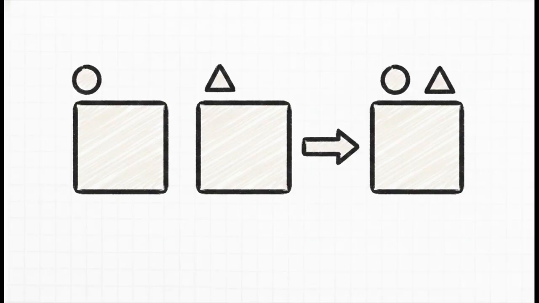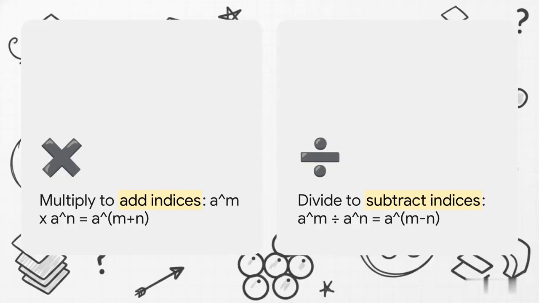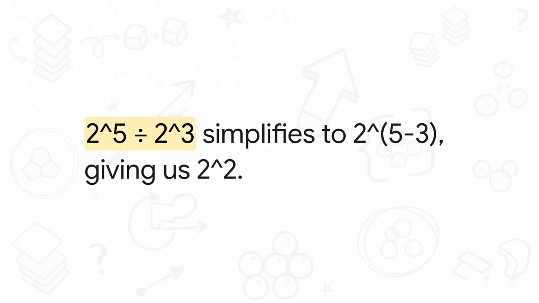Multiplying identical bases? Skip the heavy lifting and just add the indices. Think about it. 4 cubed times 4 squared physically expands out to 4 to the power of 5. Logically then, if multiplying adds indices, dividing identical bases means we just got to subtract them. So instead of calculating huge numbers, 2 to the 5th divided by 2 cubed easily becomes 2 squared.